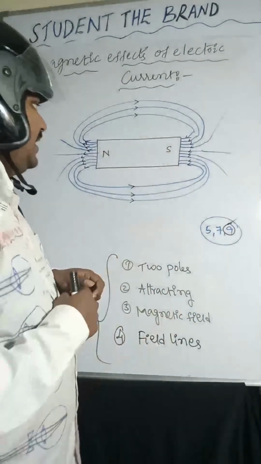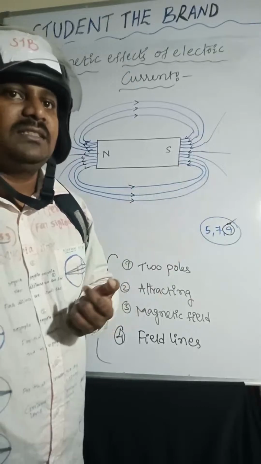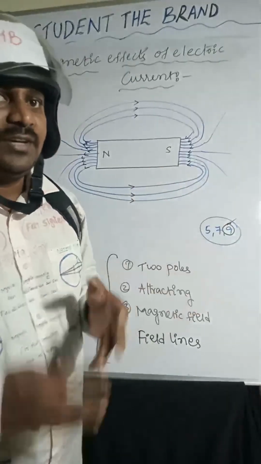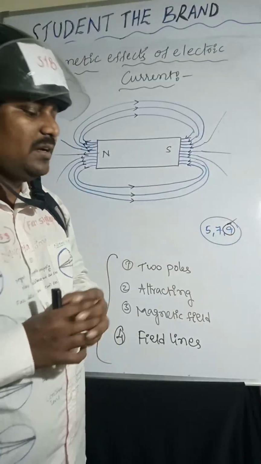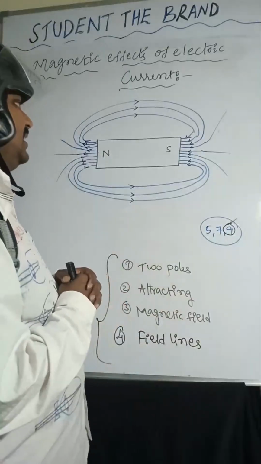And coming to the next one, magnetic field lines never intersect. If they intersected, then at that point a compass would have to show two directions, which is not possible. I hope it is very clear. So these are the magnetic field lines.